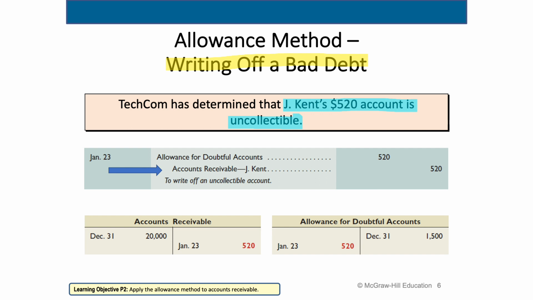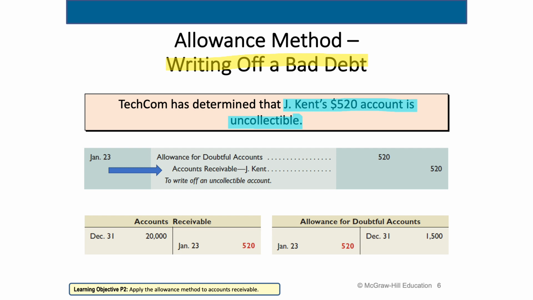Remember, when you're writing off, you're going to say allowances for doubtful account. You're going to close your allowances for doubtful account, because remember, its normal balance is credit. If you want to close it, you are going to take it to the debit, and you are going to close your account receivable of this customer. You're going to close the account receivable of J. Kent on the credit side, 520, 520. Remember, when you write off, it means that you're 100% sure that this customer is not going to pay. That's why you're going to close your account receivable.